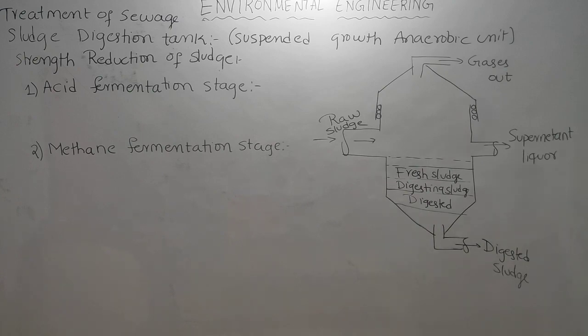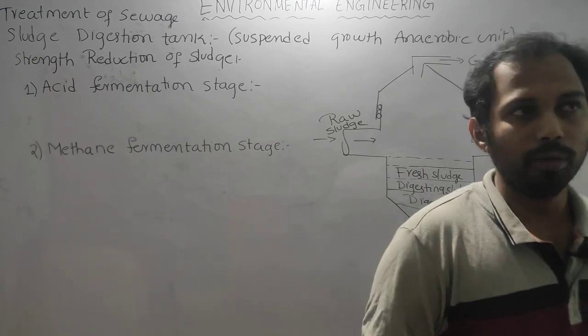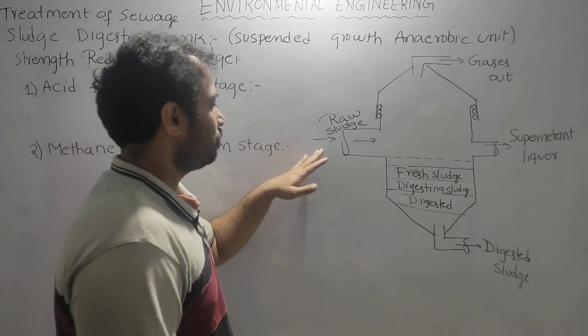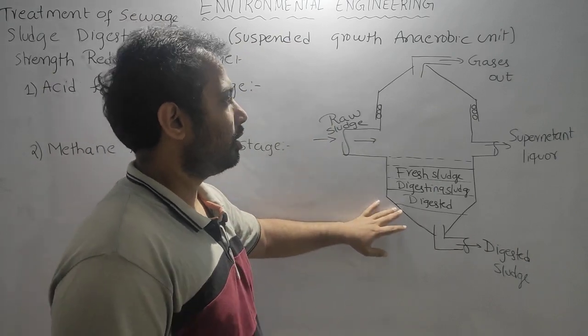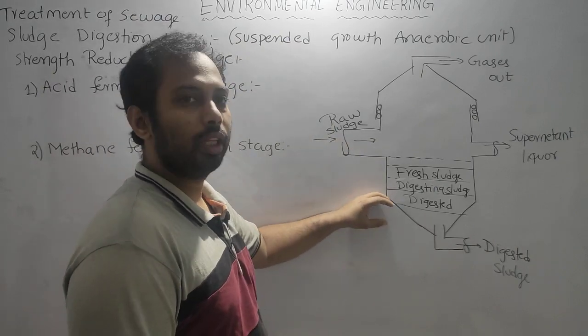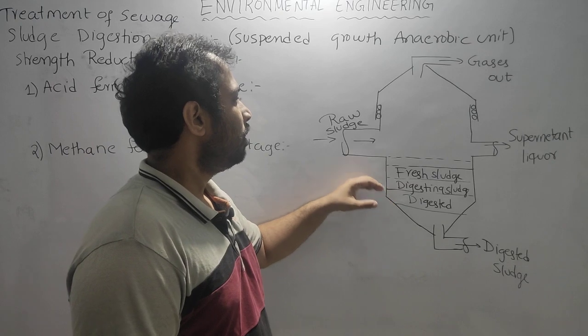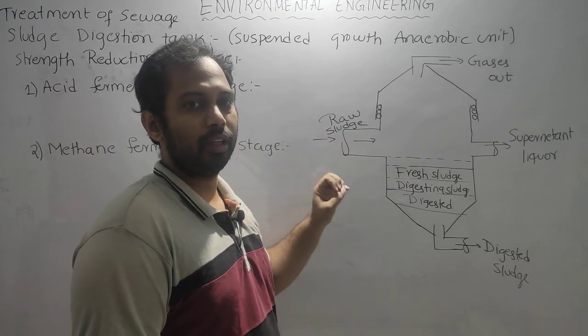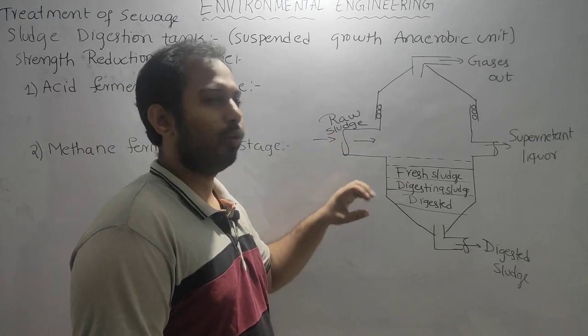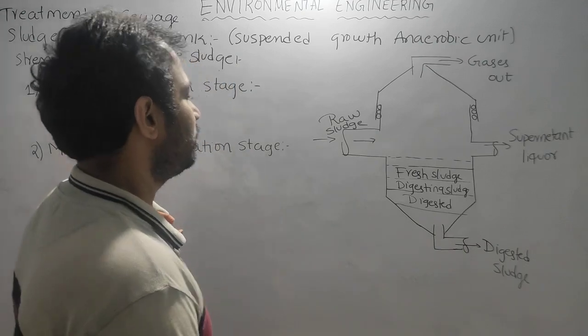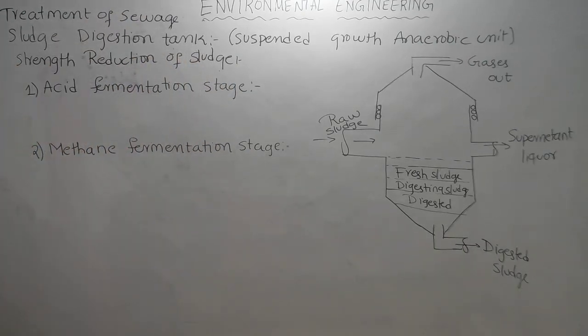Whatever raw sludge volume you take, after digestion its volume will become one third. So it almost loses 70% of the volume. It will have only 33% of the volume after the digestion.